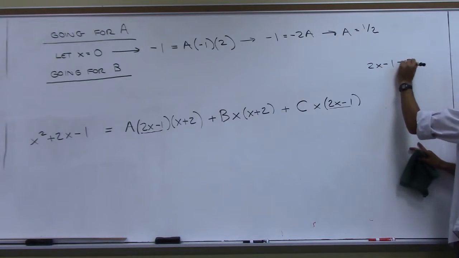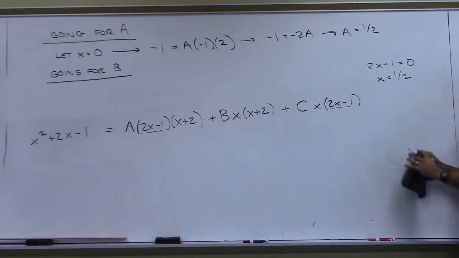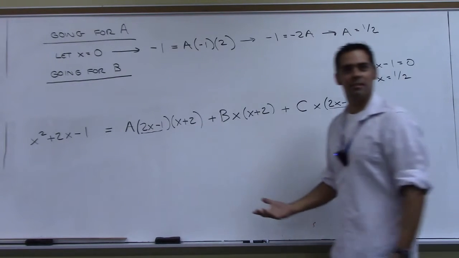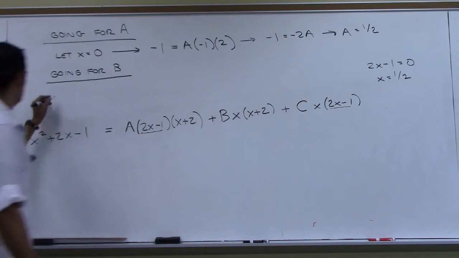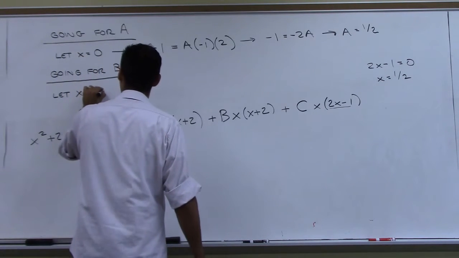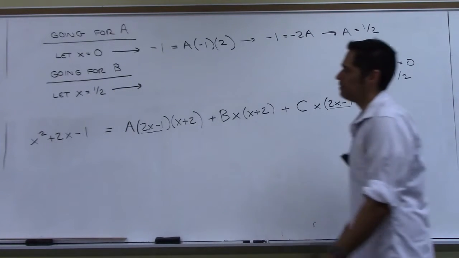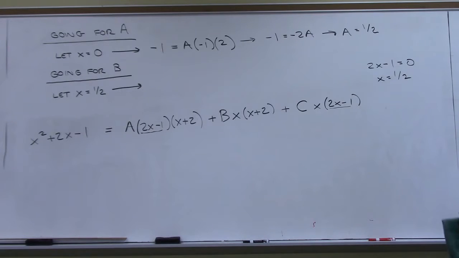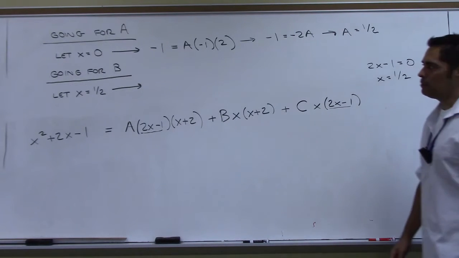That's right. You just ask yourself, how do I make that 0? And then you solve that equation. x is 1/2. If x is 1/2, then I know that that's 0, right? That's what I'm doing. Understand? So let x be 1/2. Now this is going to be a little more complicated because 0 is always easy to plug in, isn't it? This one's going to be a little bit more difficult.